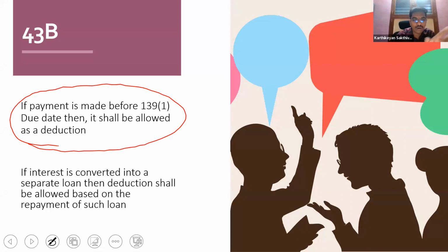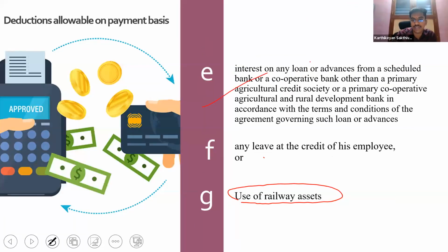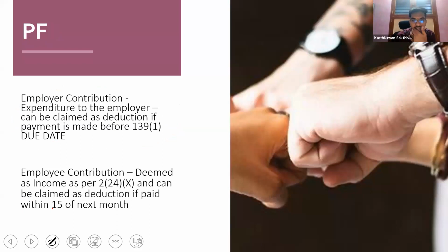Right. One more point is if interest is converted into a separate loan. Now if you look here, there is an interest here, an interest here, and an interest here. For all these three interests, what shall I do? Only if it is paid can I claim it as deduction. Correct? So now what do I do, I go to the bank with an agreement and convert this interest into a loan. If I convert it into a loan, only when I am repaying such loan can it be claimed as deduction. Right?